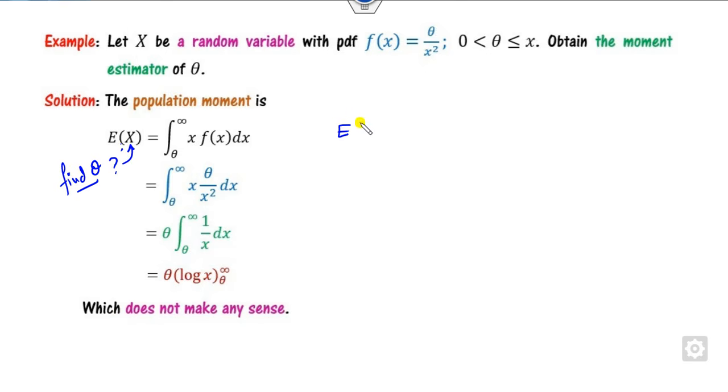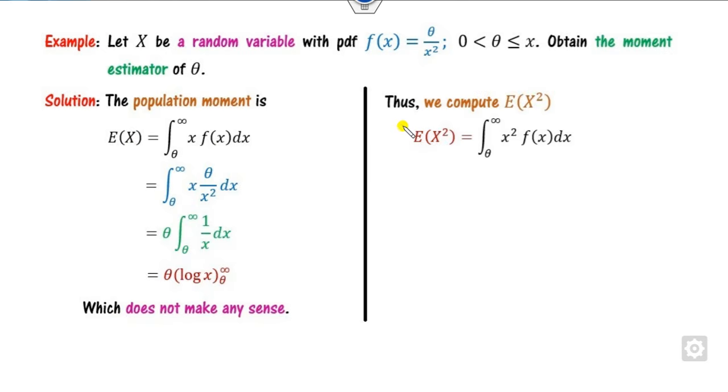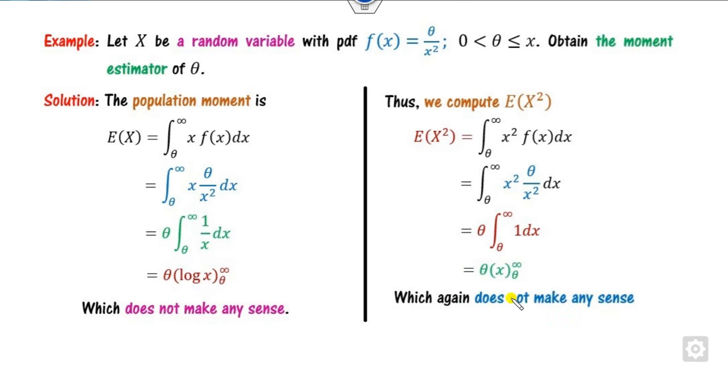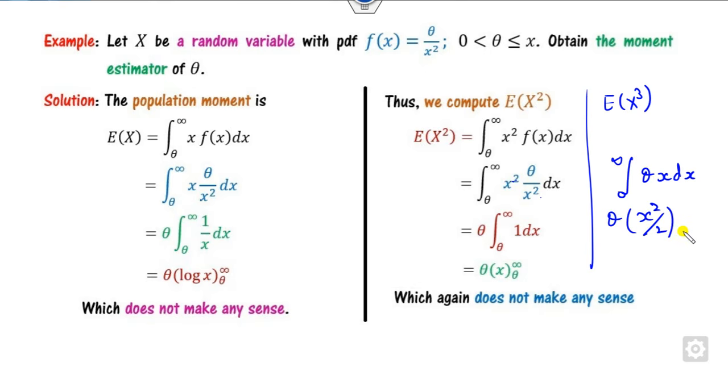So therefore, we will try to compute the E of x square. Now again, you can take the integration. This is x from here. Again, when you take infinity minus something, it doesn't make any sense. Again, we will try to find the E of x cube. This is my x cube, it will be theta of x. Again, once you take the integration from here, it doesn't make any sense. So what is the meaning of that? It means this method of moments is not applicable to this kind of problem.